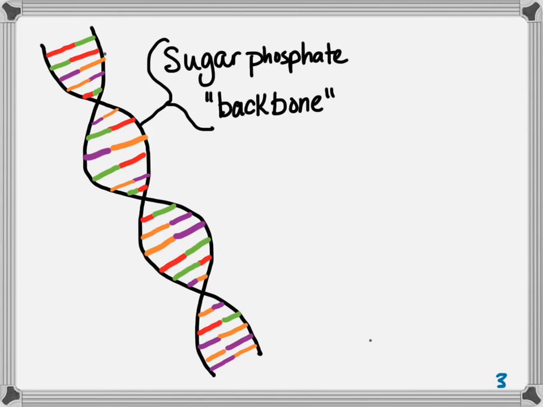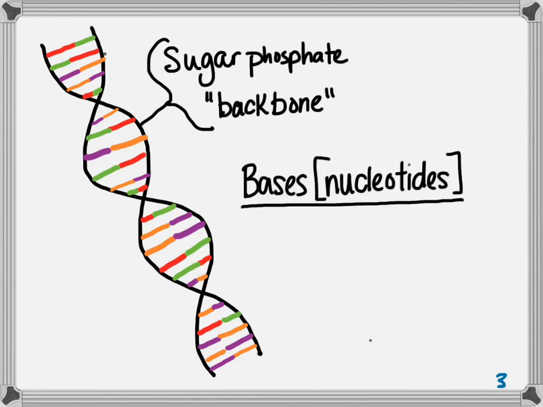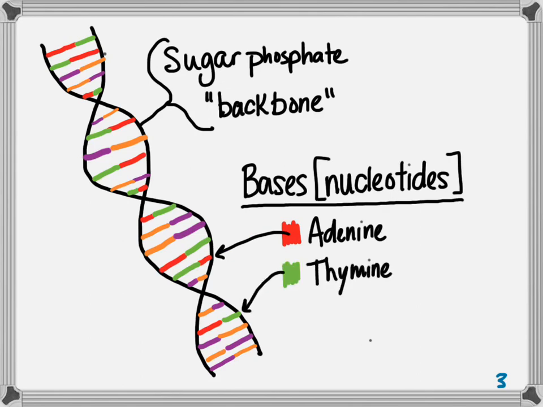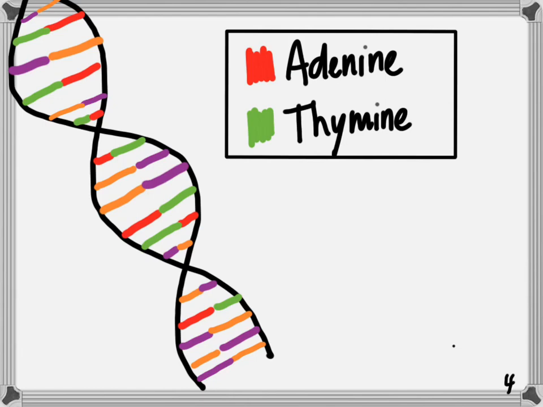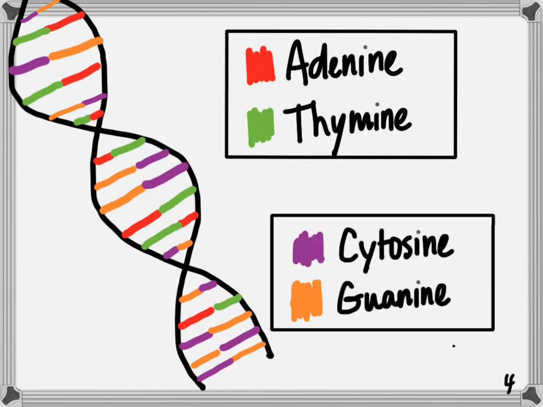And then there are 4 chemicals that we call the bases. We can also call them nucleotides, that join in pairs to form the rungs of the ladder. There are 4 bases: adenine, thymine, cytosine, and guanine. They're not really color-coded that neatly, but I've just tried to be consistent in this video. Those 4 bases only link together in a very special way. Adenine will only pair with thymine, and cytosine only pairs correctly with guanine.